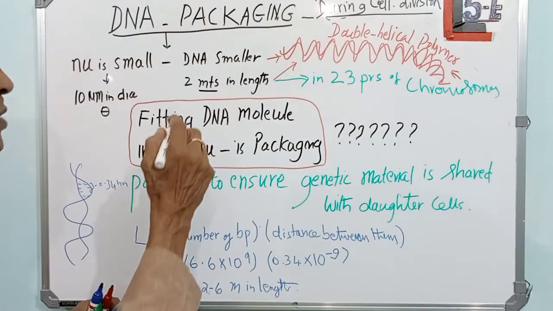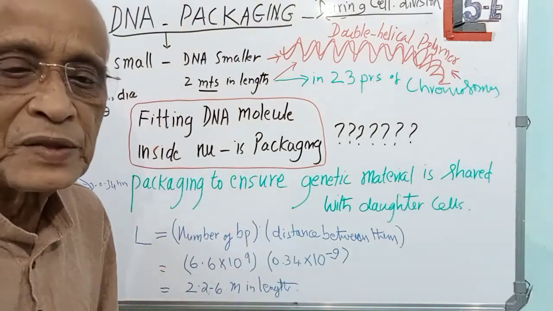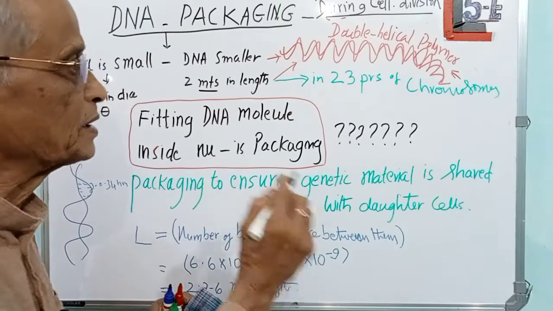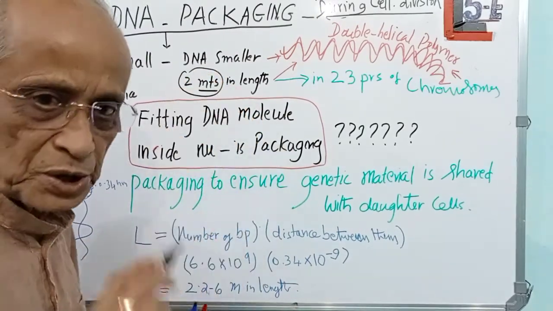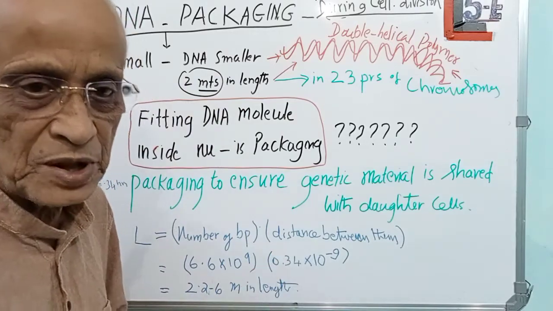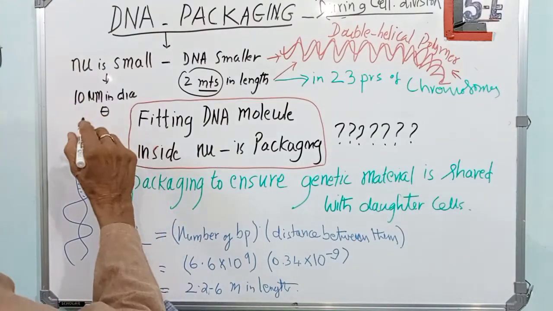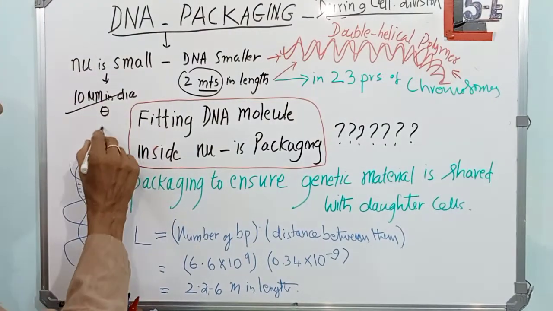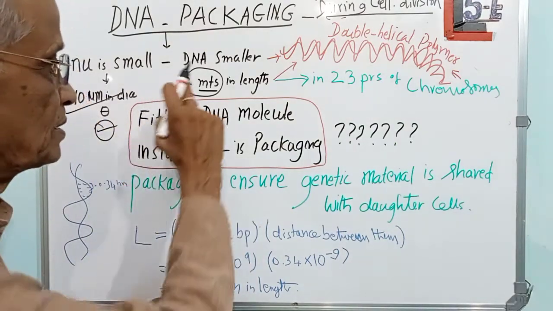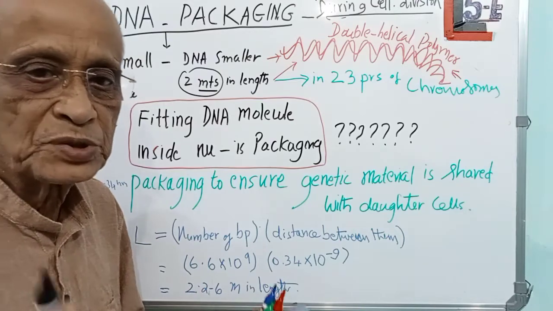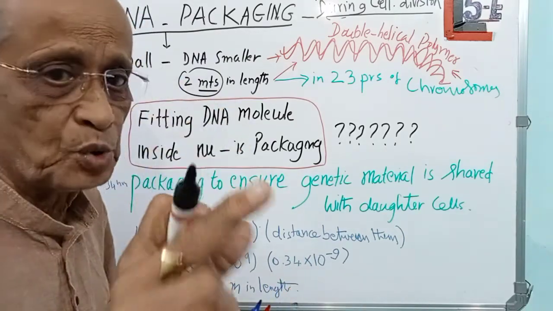DNA packaging is an arrangement by the cell in which nearly 2 meters of the DNA molecule in the resting cell, that is the normal cell, will be there in the nucleus, which is nearly 10 nanometers across in diameter. So that means 2 meters. We'll find out how to find the length.